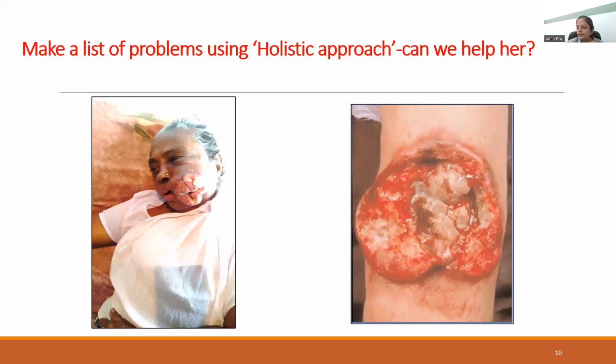Okay. Right. So here we would take 2-3 minutes to find out the problems under 4 headings, using a holistic approach. Right, so you can make a list of physical problems, psychological problems, social problems, and spiritual problems of the people. You can see the pictures here, right? One old lady is having a wound on her left cheek. Okay, and another person is having a wound on the limb. Okay, so can you make a list fast, and you can share the problems which the patient can suffer with in the chat box. Then we will discuss further. Let us take 2 to 3 minutes.